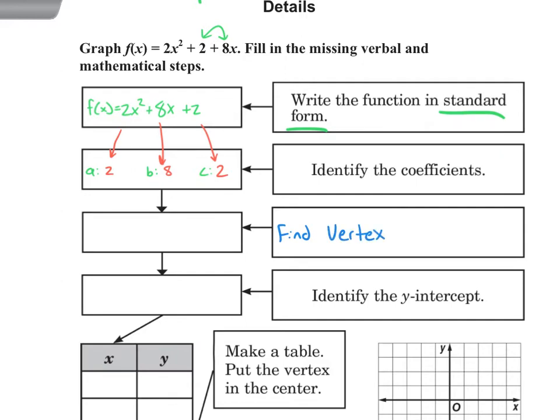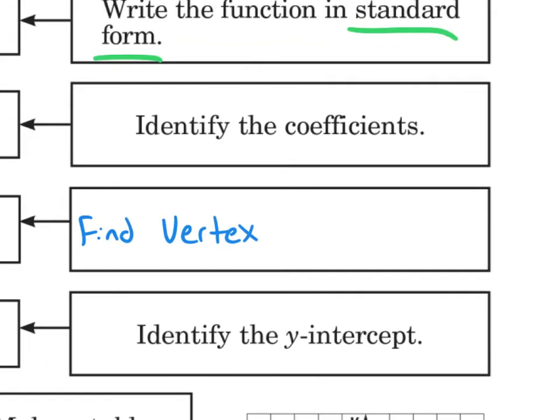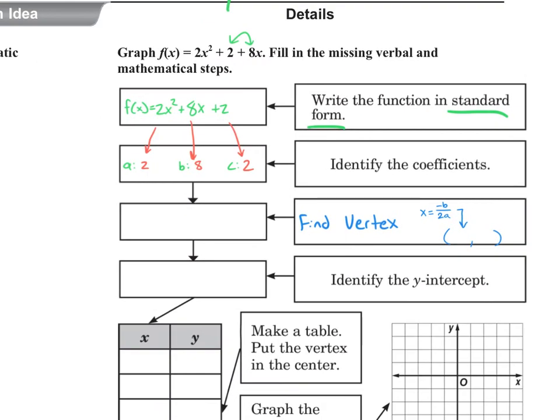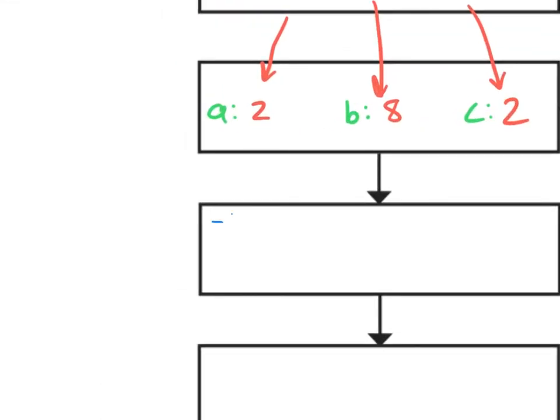All right, to find the vertex, it's a two-part process because the vertex is a coordinate point. The x-coordinate of the vertex is negative b divided by 2a. That will tell us the x-coordinate for our vertex. So let's do that. I'm going to write out a blank formula. Negative b divided by 2a.